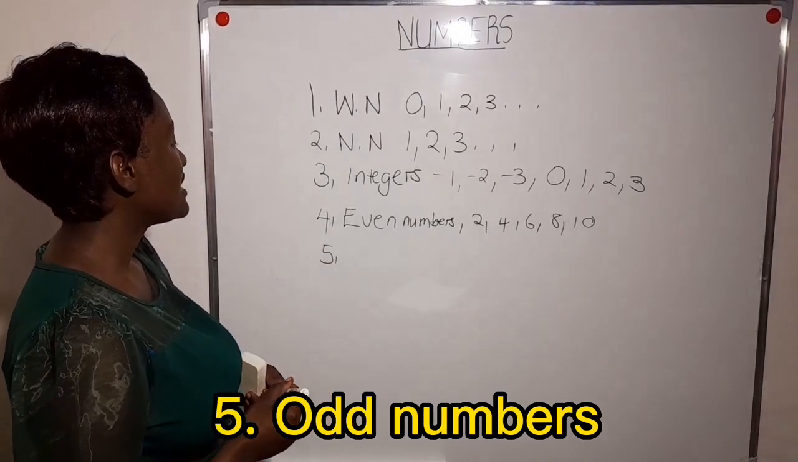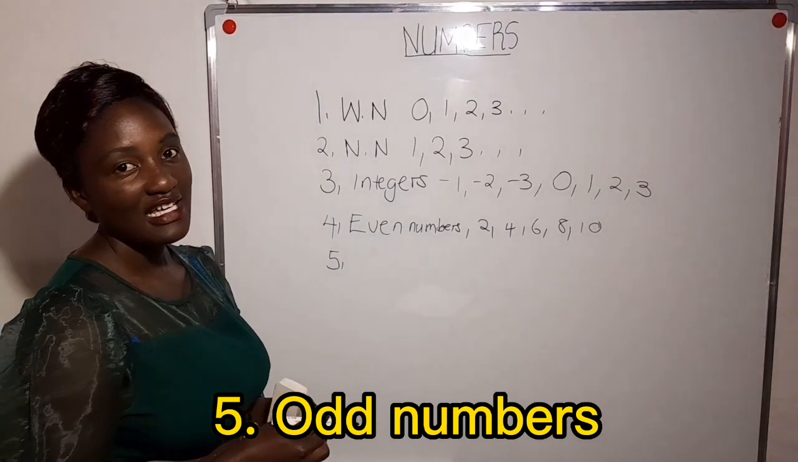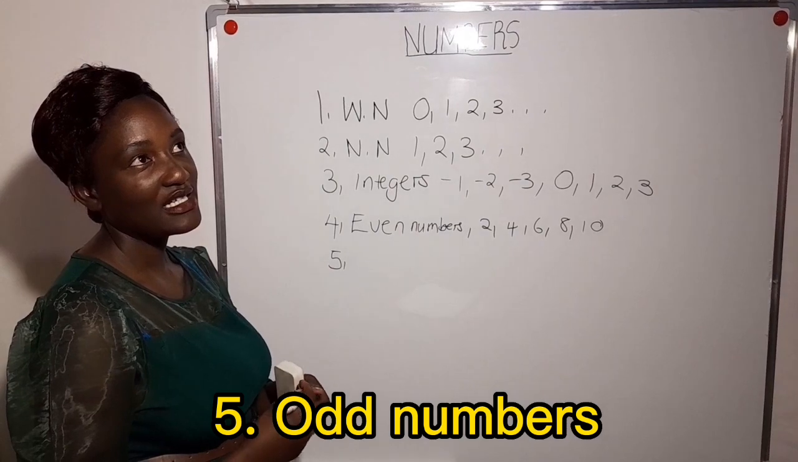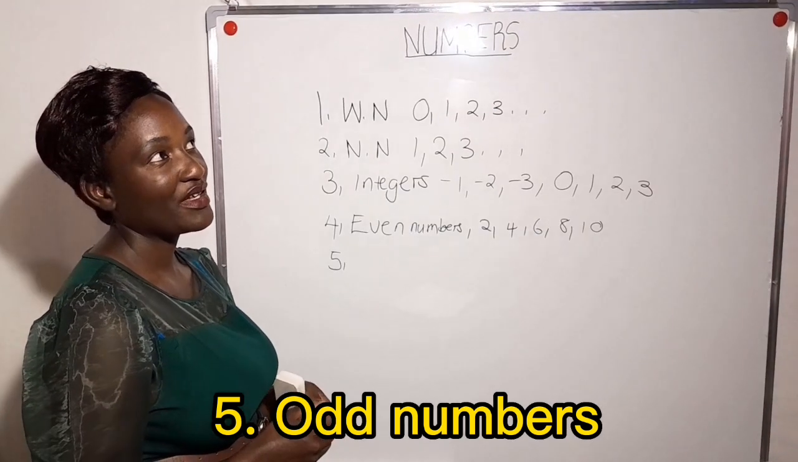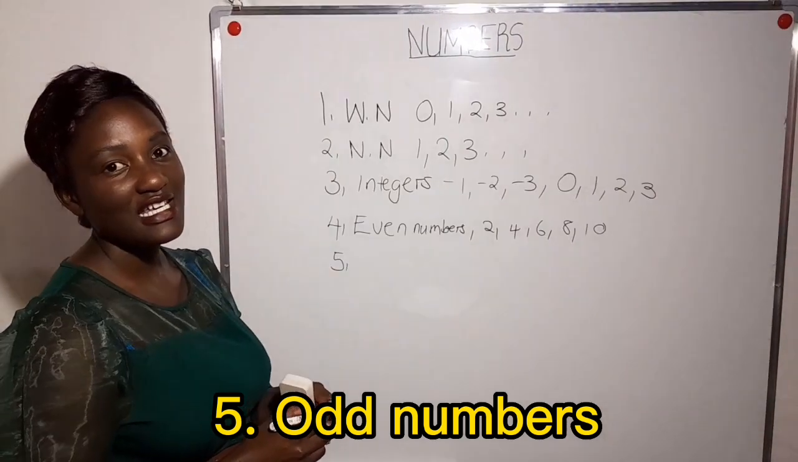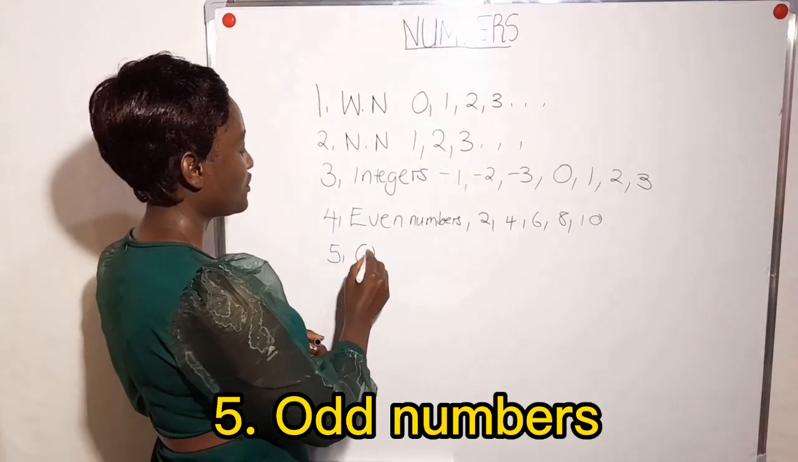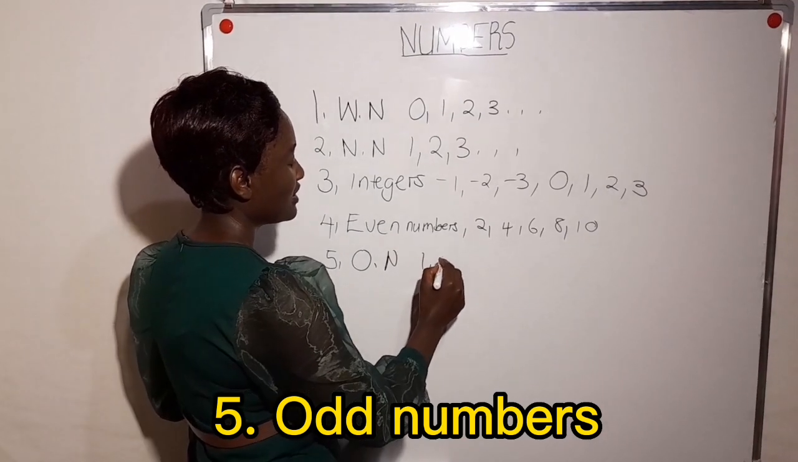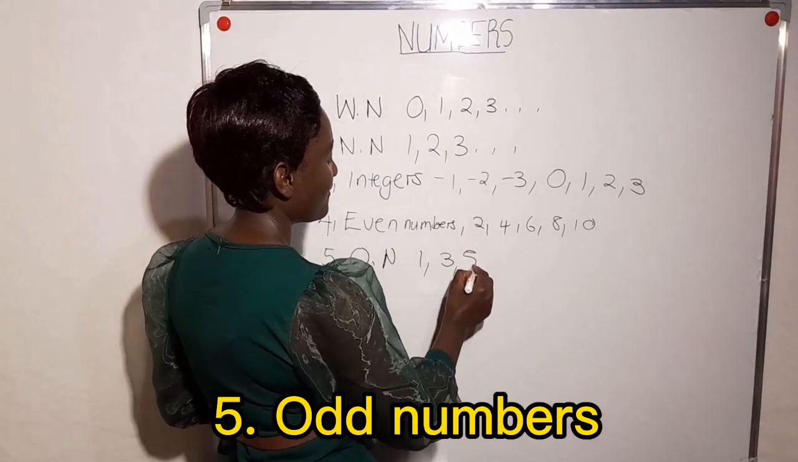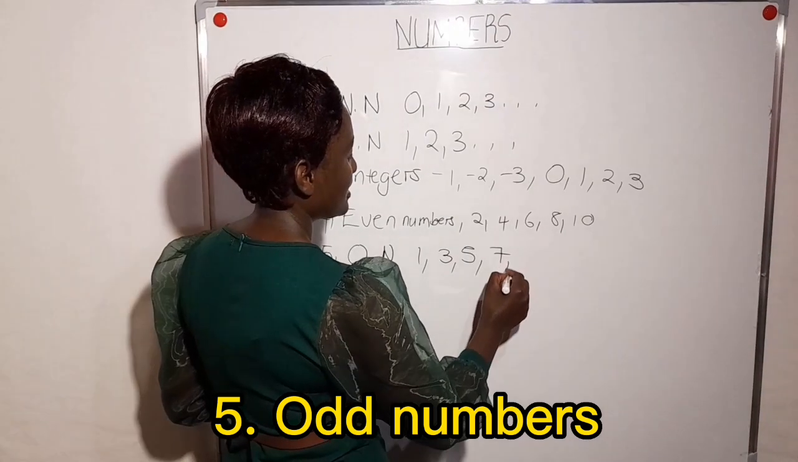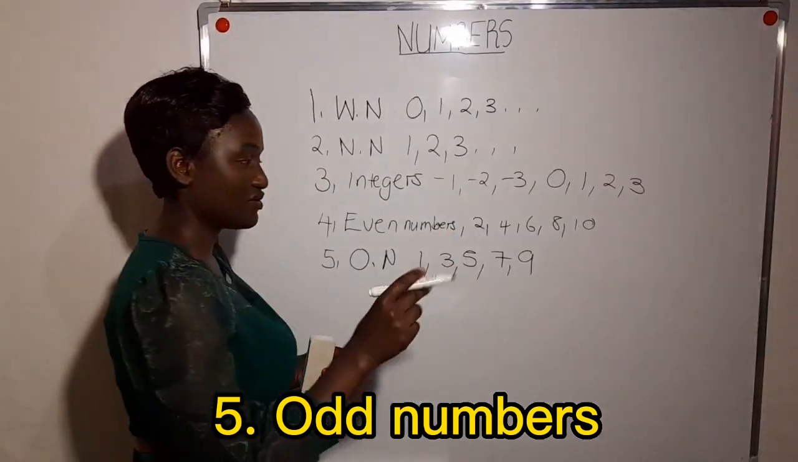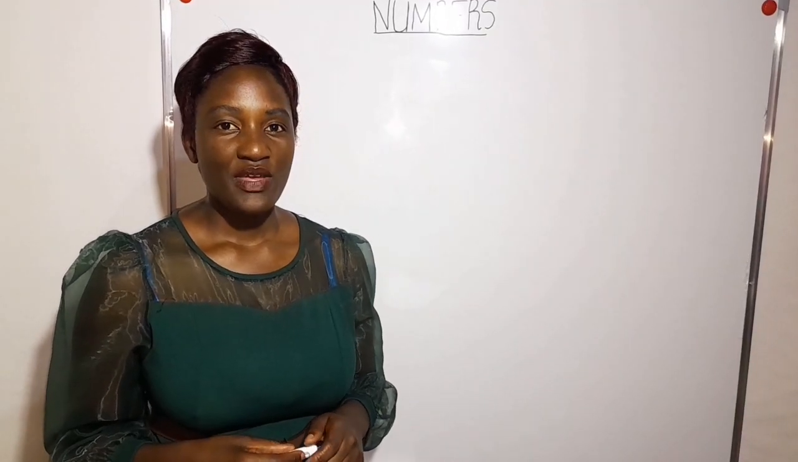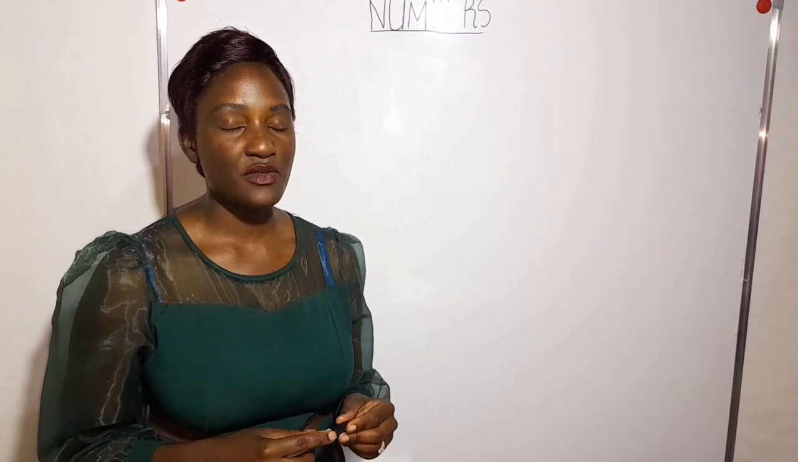Next, we are going to discuss odd numbers. Odd numbers are numbers that are not exactly divisible by 2. They start from 1, 3, 5, 7, 9, going with that pattern. We have looked at 5 different types of numbers.